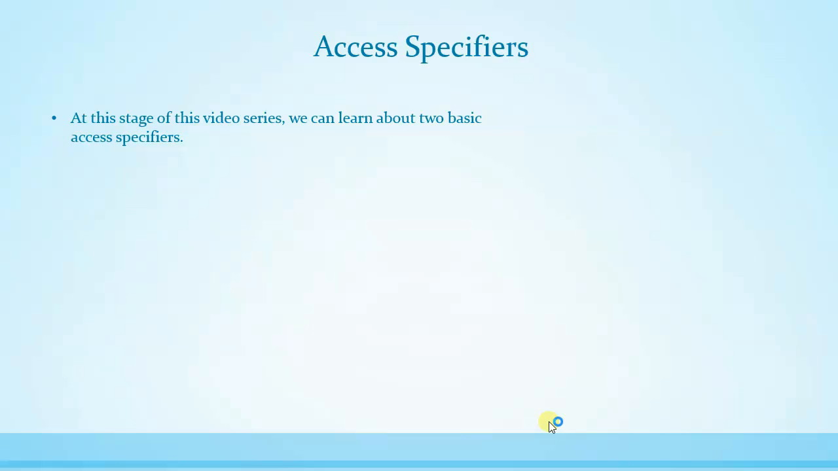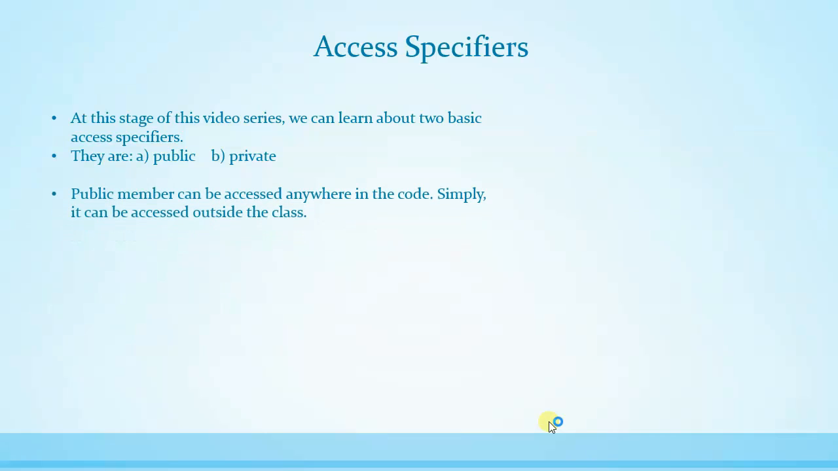At this stage we can learn about two access specifiers. One is public and another one is private. Public members can be accessed anywhere in the code. This means it can be accessed from inside the class member function, or from outside of the class. That means it can be accessed from a derived class.